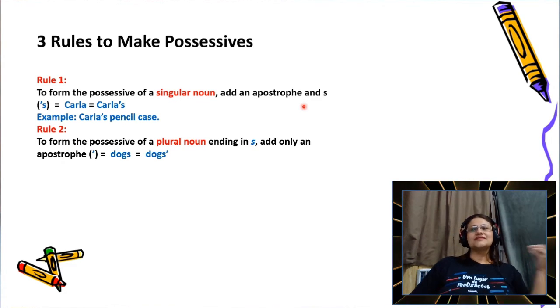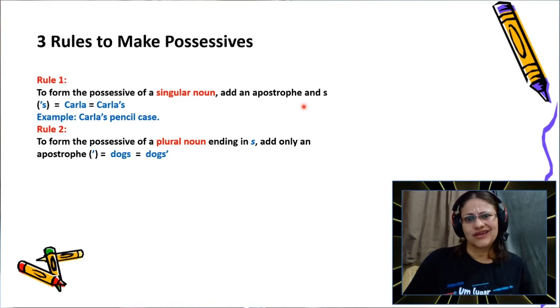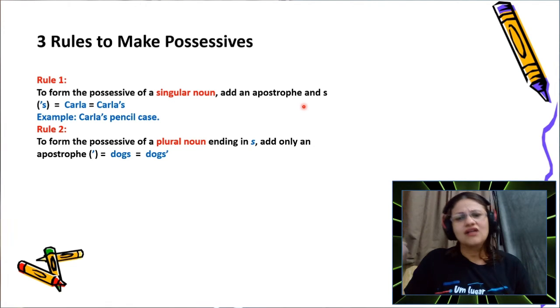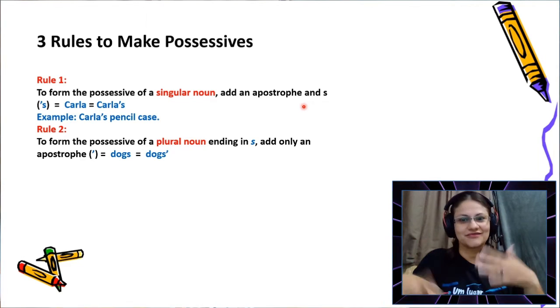Okay? Rule number 2. To form the possessive of a plural noun. Plural, more than one. Plural noun ending with an S. A lot of nouns, the plural ends with an S. For example, car, I have cars. Dog, dogs. Boy, boys. Girl, girls, whatever.